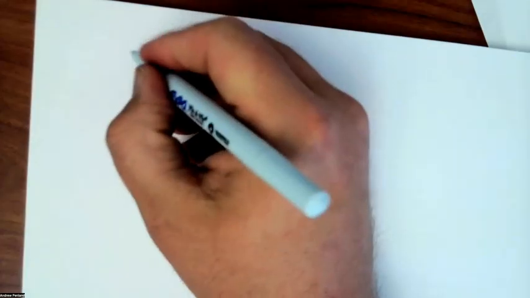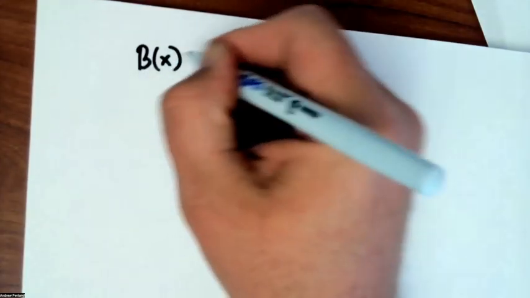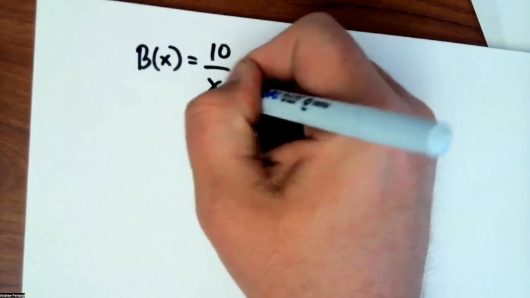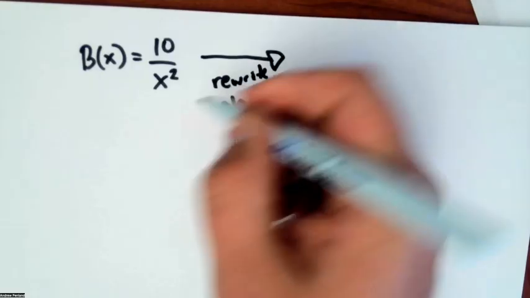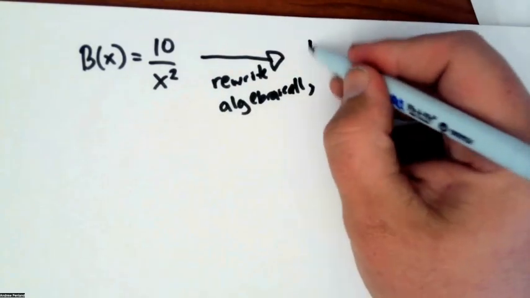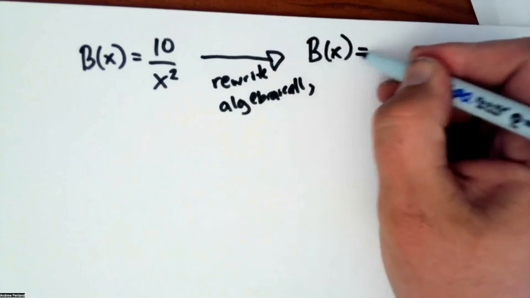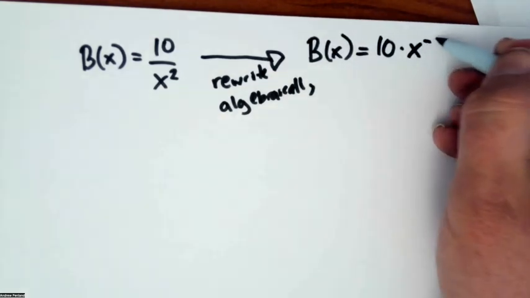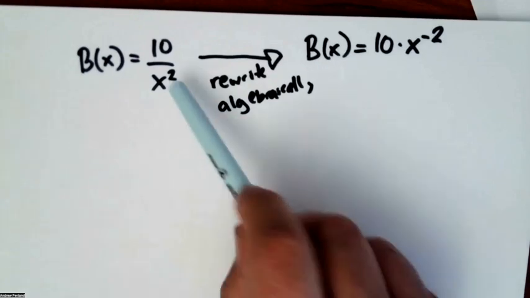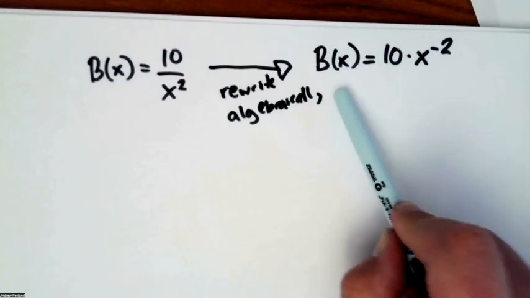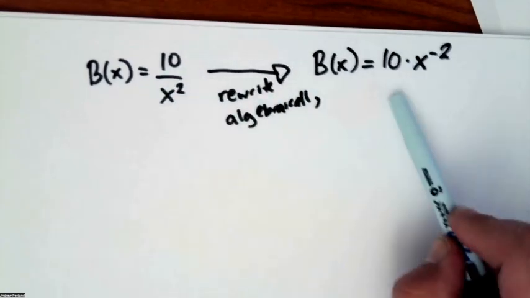Now let's go ahead and just do it. What would it look like if we rewrote it algebraically and did power rule? If I rewrote b of x equals 10 over x squared, I can bring this x squared up and rewrite it as b of x is equal to 10 times x to the negative 2. Now, lots of times people think, oh, I took the derivative. This is not b prime. This is just b of x, a different way of writing it.